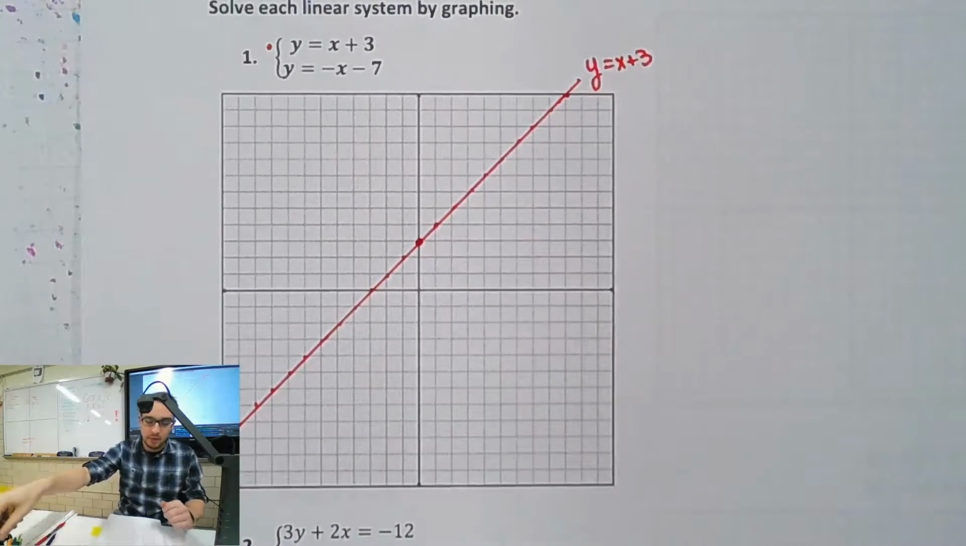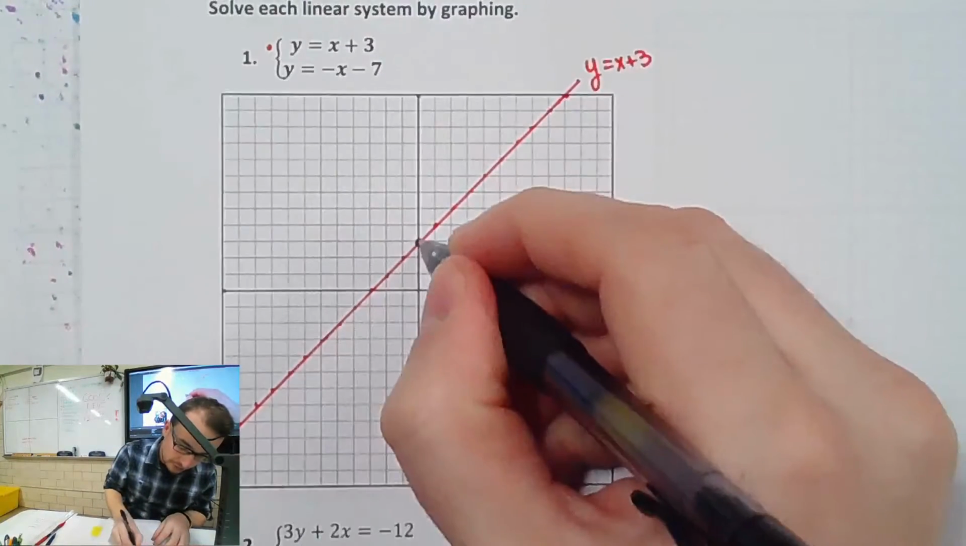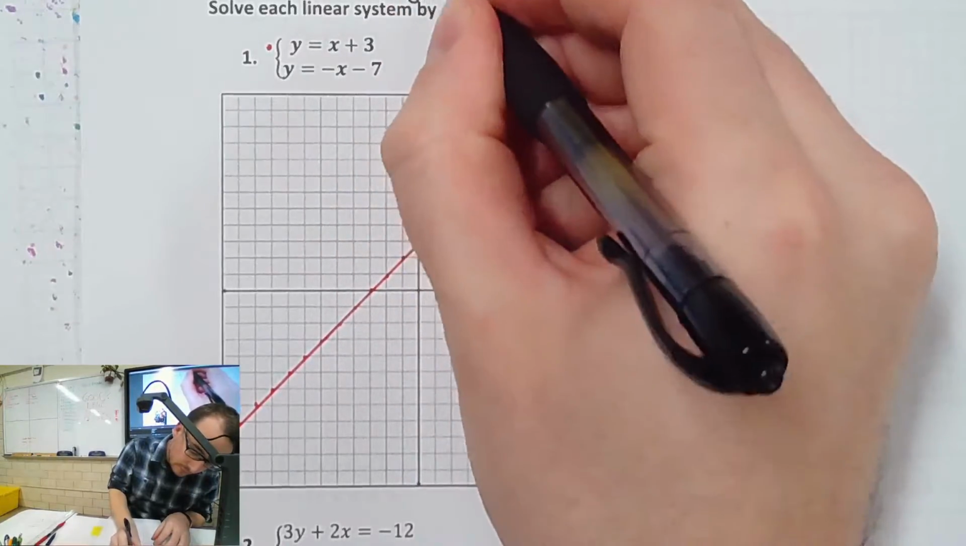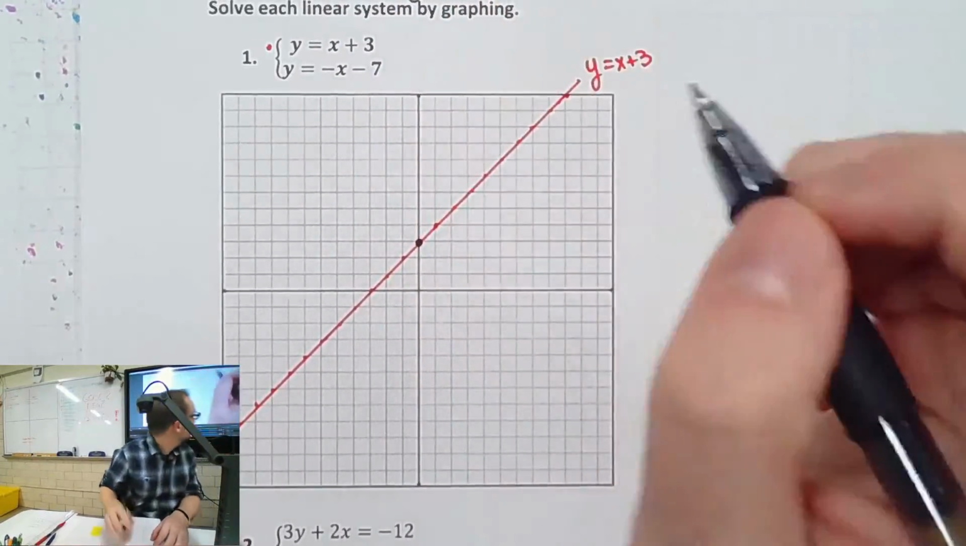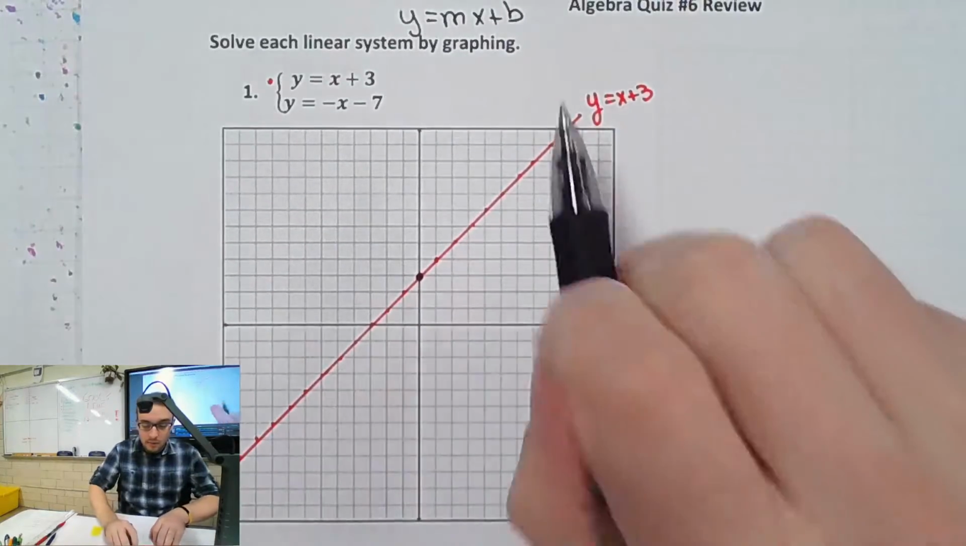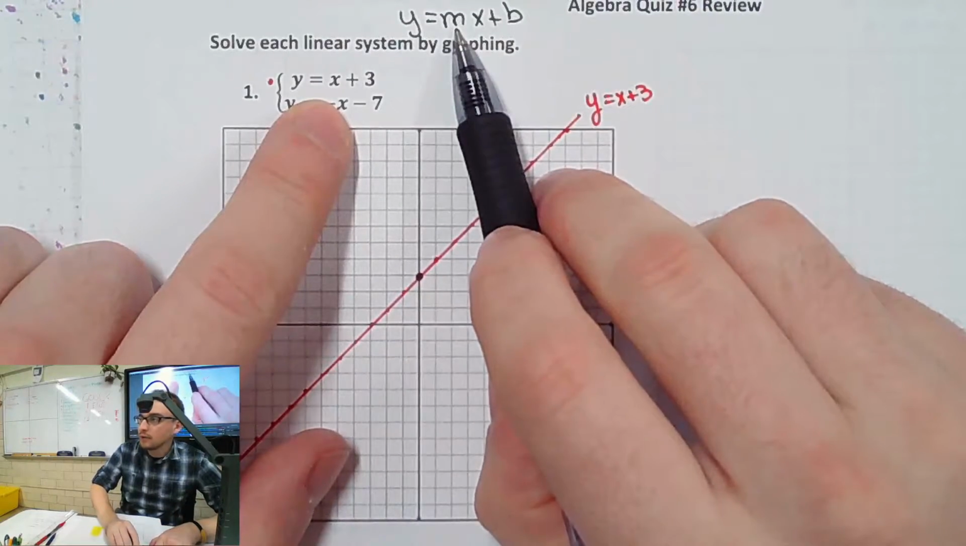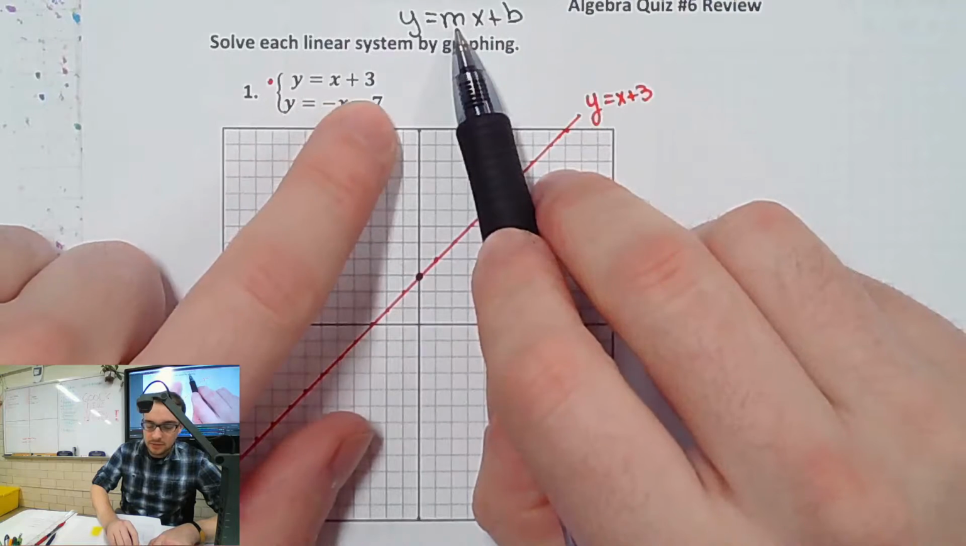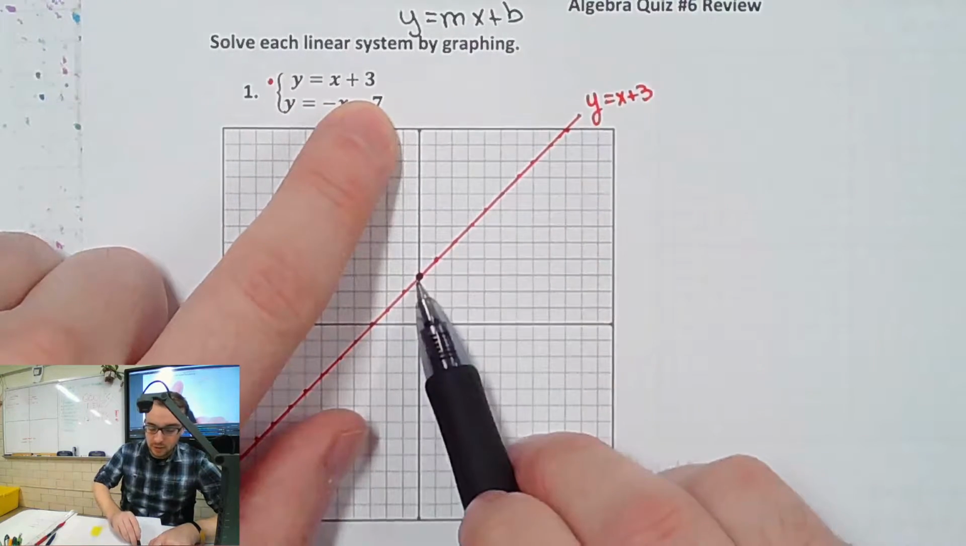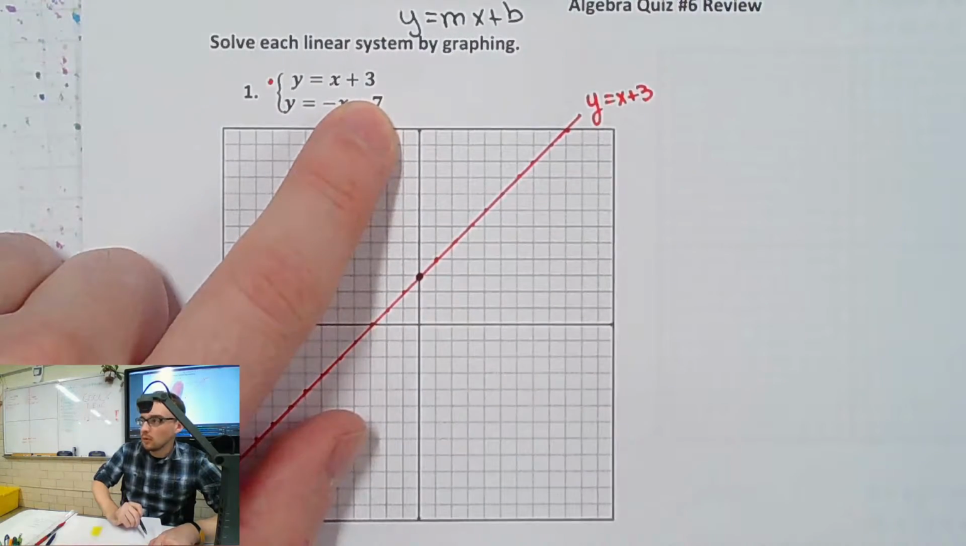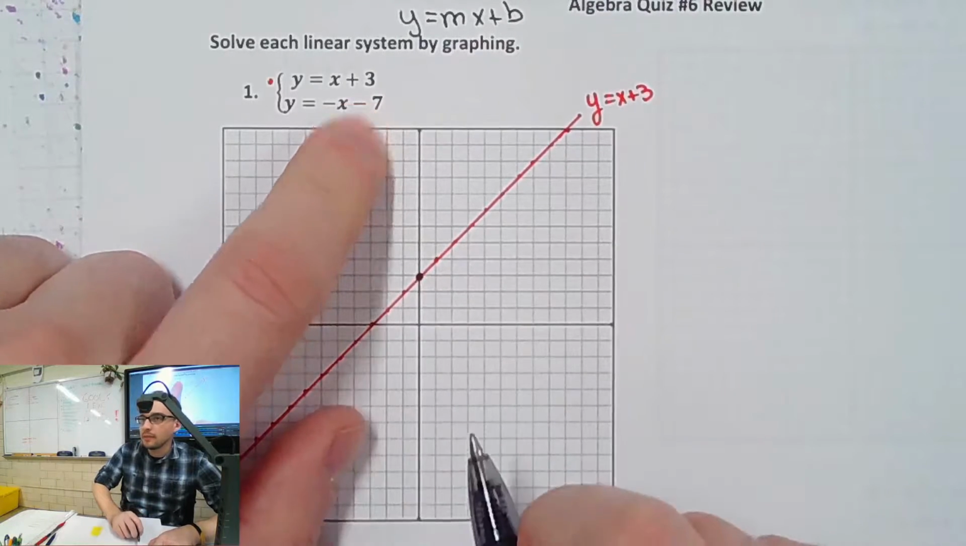So I got the first point because this is in y equals mx plus b form. Where this is the slope, 1, right? And this right here is our y-intercept. So it hits the y-axis at 3. Cool? When it's in that form, it gives you that for free.